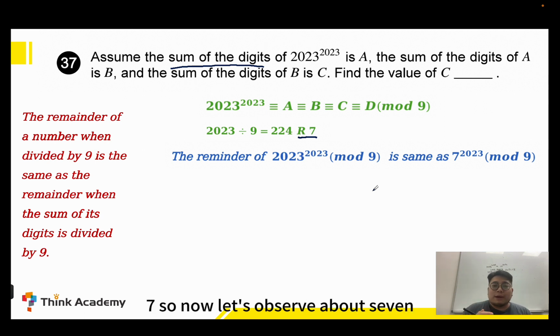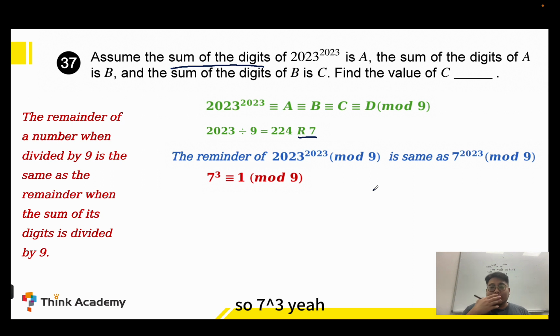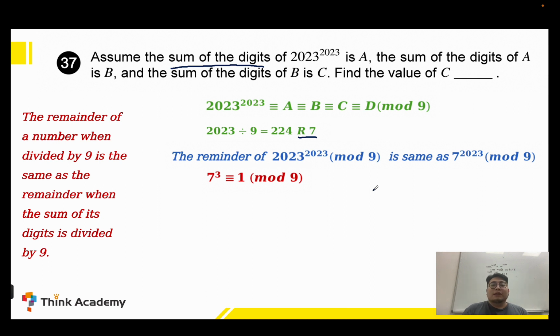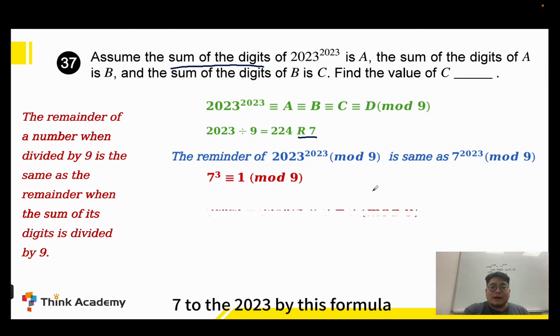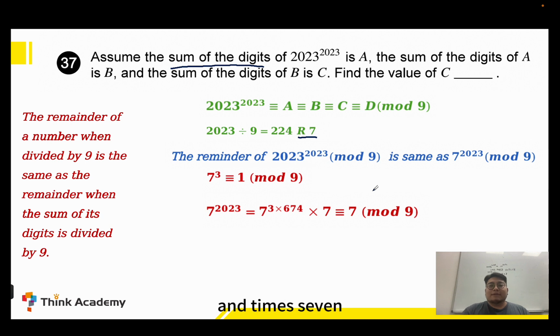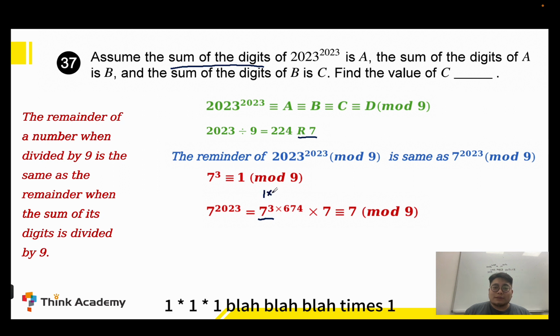Now let's observe 7. 7^3, if we divide by 9, is very easy to calculate: the remainder is 1. I like this 1, because it means 1 times 1 times 1 times 1, and the remainder will never change. So we can separate 7^2023 by this formula: 7^2023 equals (7^3)^674 times 7. For this part, the remainder is 1 times 1 times 1 and so on, so it's also 1. And at the end, remember to multiply by 7.